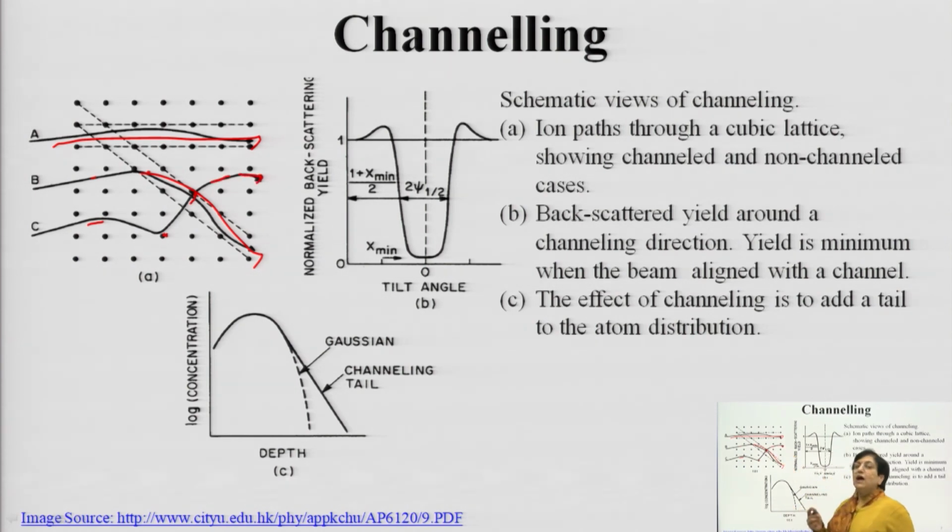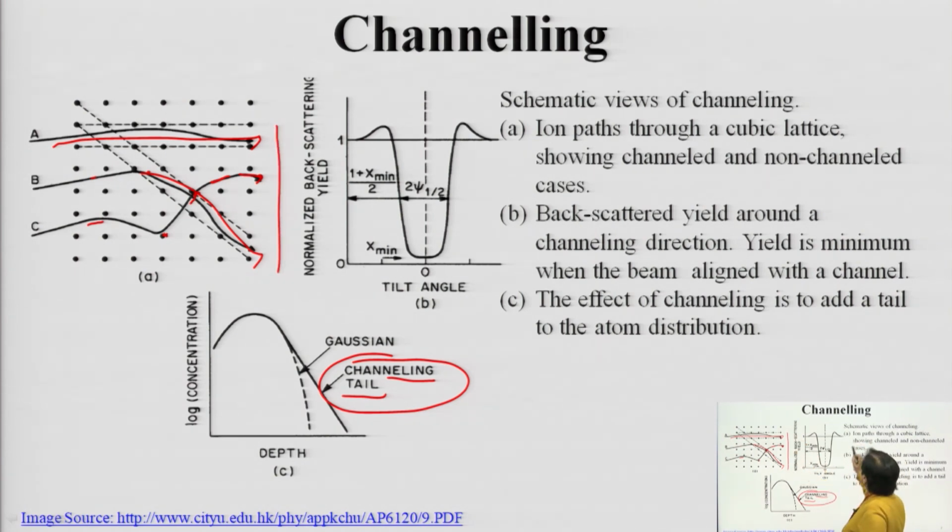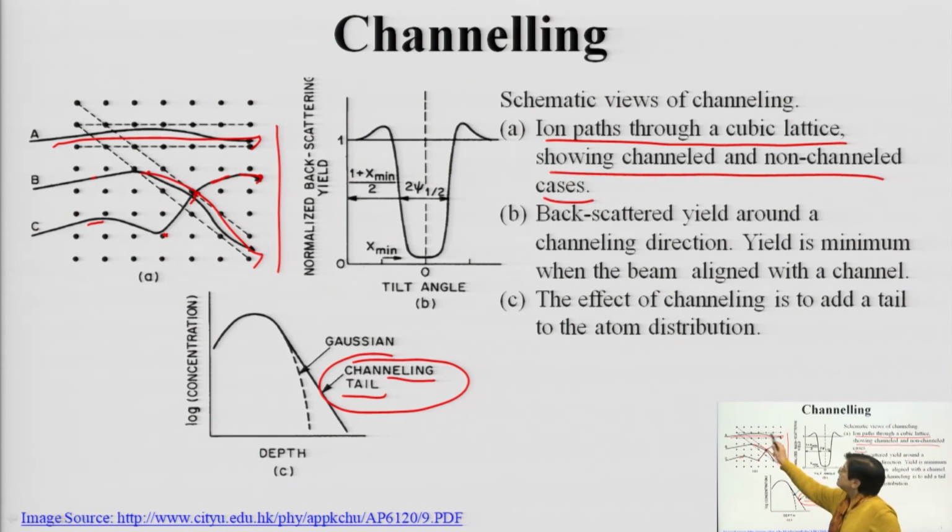So, basically, how the collisions are happening and how the crystal structure is, whether it is going to get channeled through the space available within the crystal structure, the implantation profile will get altered. When the channeling happens because of these multiple collisions or recoils, as we call them, the overall Gaussian profile will automatically develop a channeling tail. The impact being created is known as a channeling tail. These are the three typical examples through a cubic lattice showing channeled and non-channeled cases.